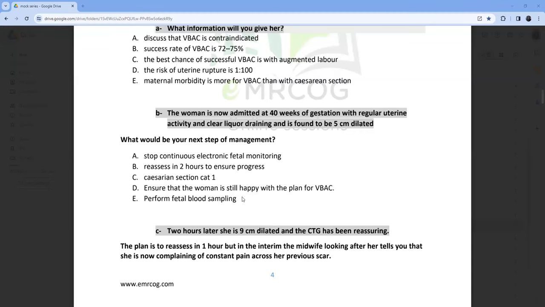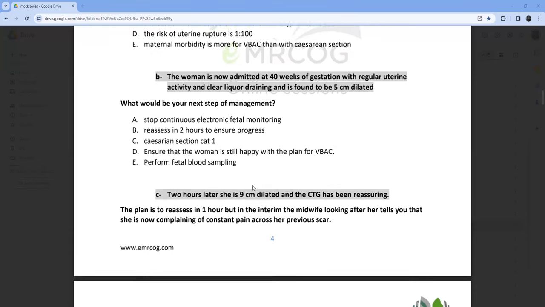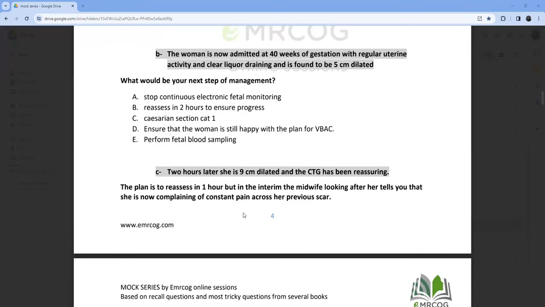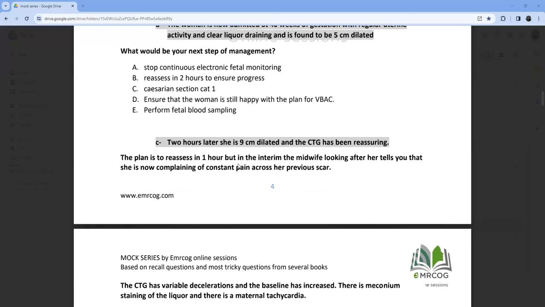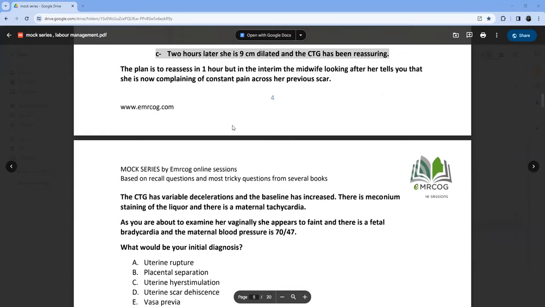Yes, just confirm that she wants to continue as planned for the VBAC. Yes, the recording will be available in the group. 2 hours later from the admission, she is 9 cm. MashaAllah, this is fast progress. And CTG has been reassuring. The plan is to reassess in 1 hour, but the midwife looking after her tells you that she is now complaining of constant pain across her previous scar. Then what will you do now?